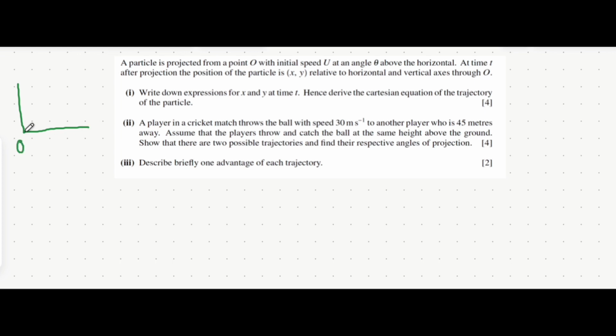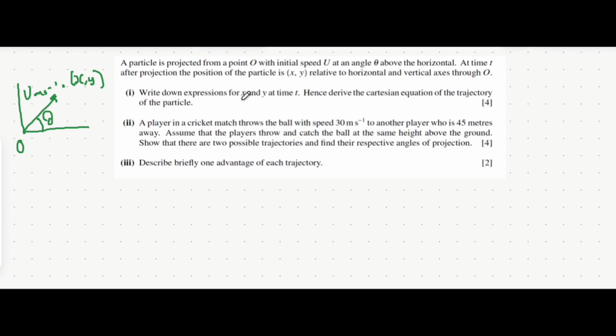So I'm going to draw our axes with the point O at the origin. It tells you it's projected with an initial speed of u. So let's write that out: a speed of u meters per second and an angle of theta above the horizontal. It tells you at time t, its position will be at x, y. So let's represent that randomly on a diagram because it's going to help us visualize things later on. Relative to the origin, that's just a fancy way of saying this is the coordinate when this is the origin.